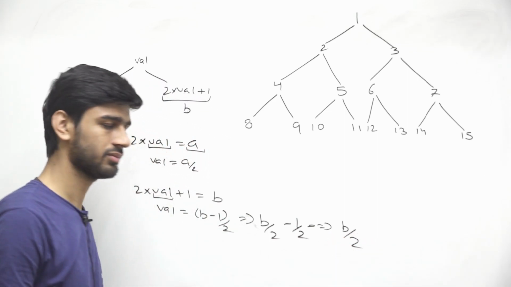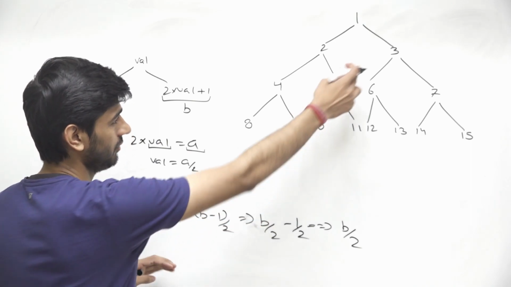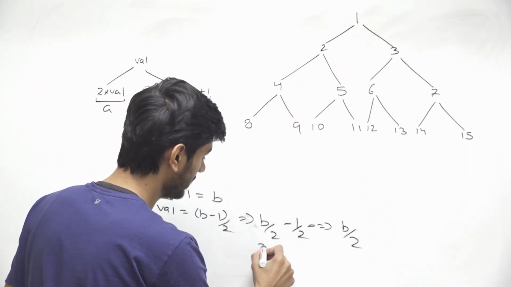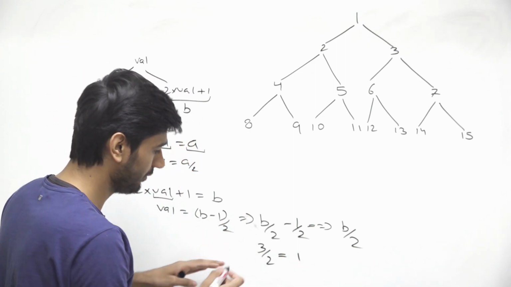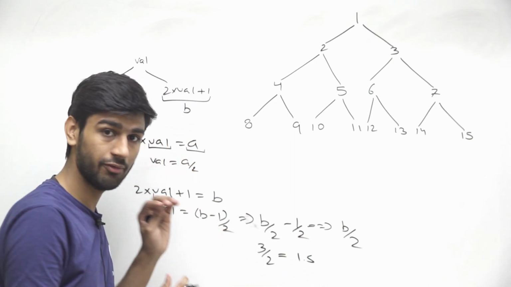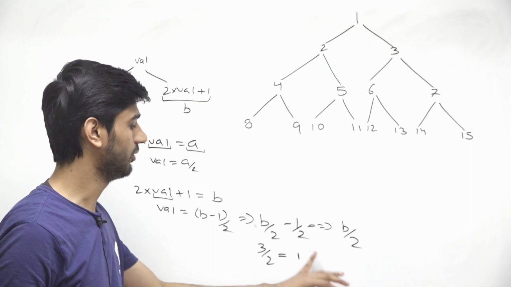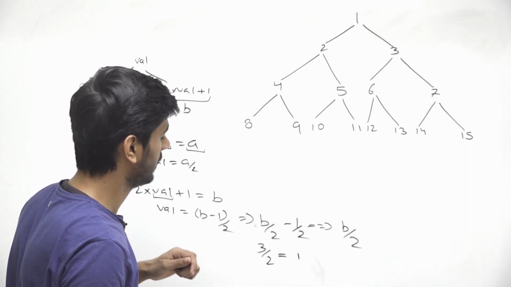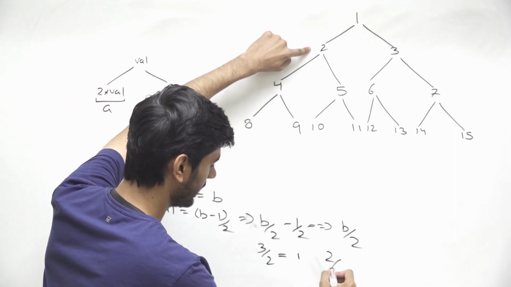For example, let's say this particular value is odd, say 3, which is a right child. Then 3 by 2 will also give us 1 in an integer division, because if we are not doing an integer division, we'll get 1.5. But with an integer division, we'll get 1 only, because we always get the lower bound, or floor value. Cool. So for 2 also, if we divide by 2, we'll get 1.